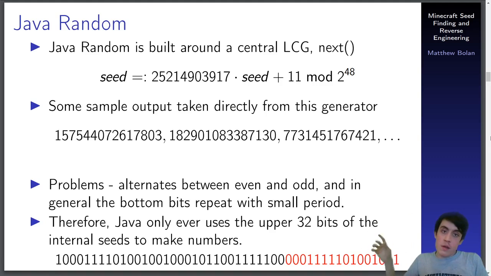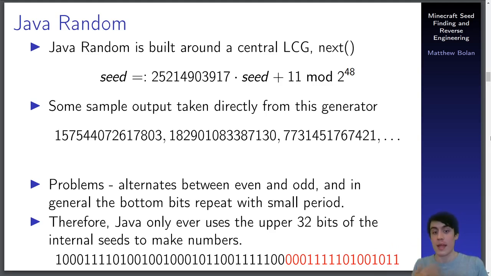I should mention, LCGs do eventually repeat. Because if you think about it, there's only finitely many options for what the seed can be, because it's always taken as a remainder mod 2 to the 48. And since remainders after division by 2 to the 48 can't be bigger than 2 to the 48, we have at most 2 to the 48 options for what our internal seed can be at any given time. So eventually, after you run this 2 to the 48 times, you're actually guaranteed to get back to where you started.